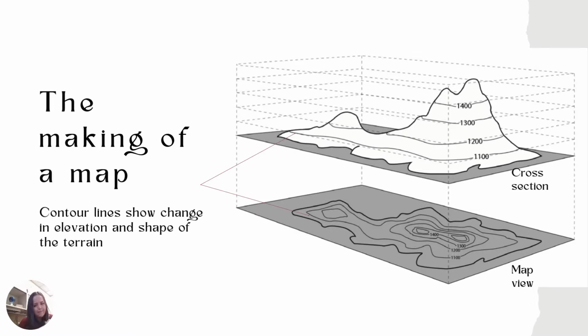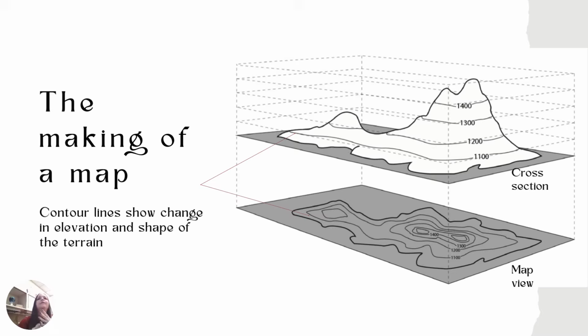In the making of a map, we have on the top here a cross-section of a hill. Well, it's a set of hills with a saddle between them. And it shows you where all of these lines come from and how they project down.